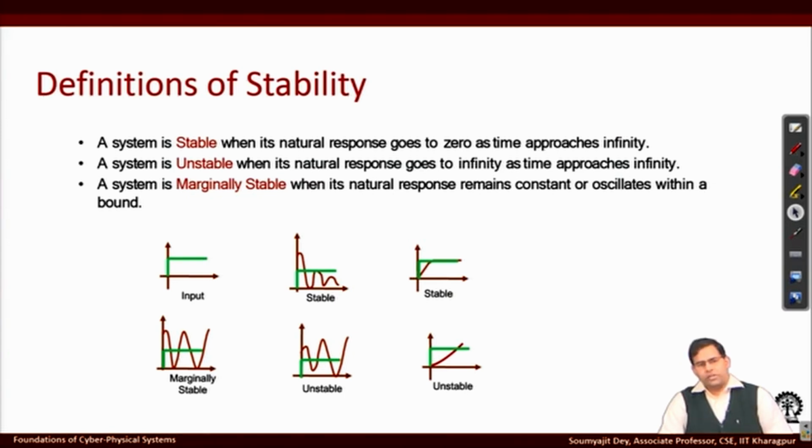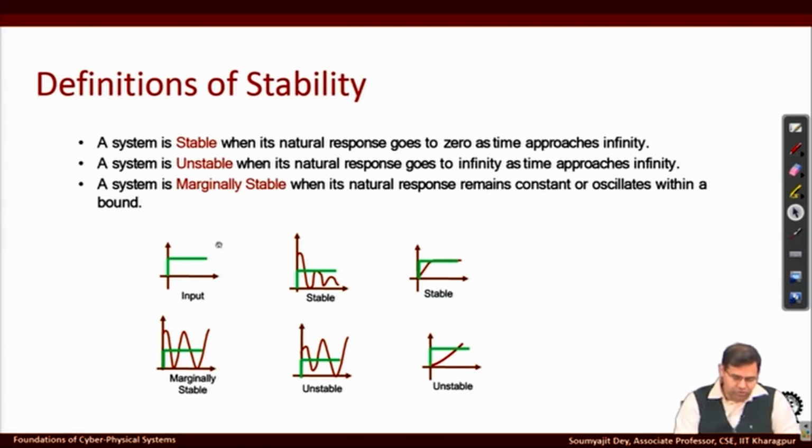But if it is such that the natural response saturates towards infinity, it is never trying to come back to the steady state to some set point, we like to say that this is an unstable system. And we will say that it's a marginally stable system when its natural response is constant. That means, well, it is never settling down around the reference, but neither is it moving towards infinity with time increasing, but rather it has a bounded oscillation.